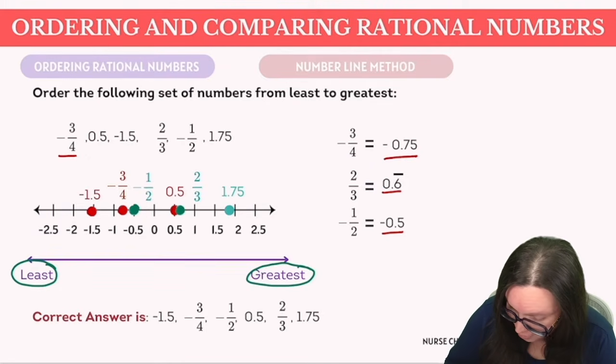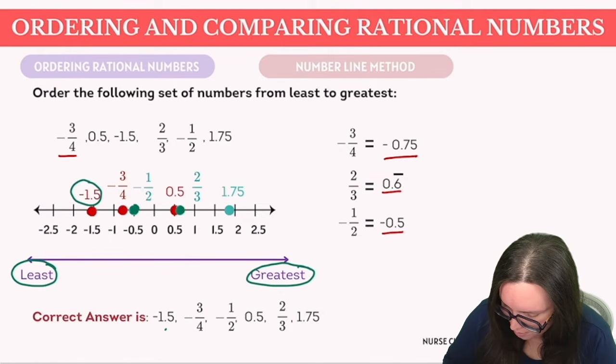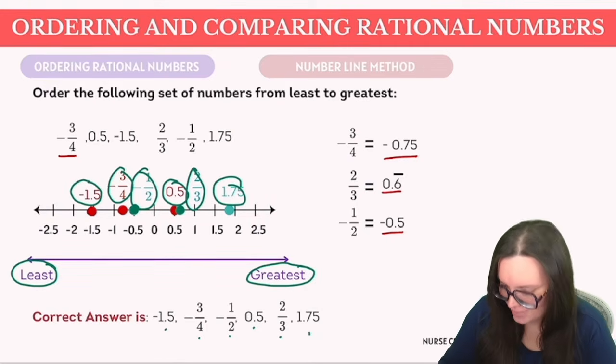I have the answer down here for you already. So we have -1.5, -3/4, -1/2, 0.5, 2/3, and 1.75.